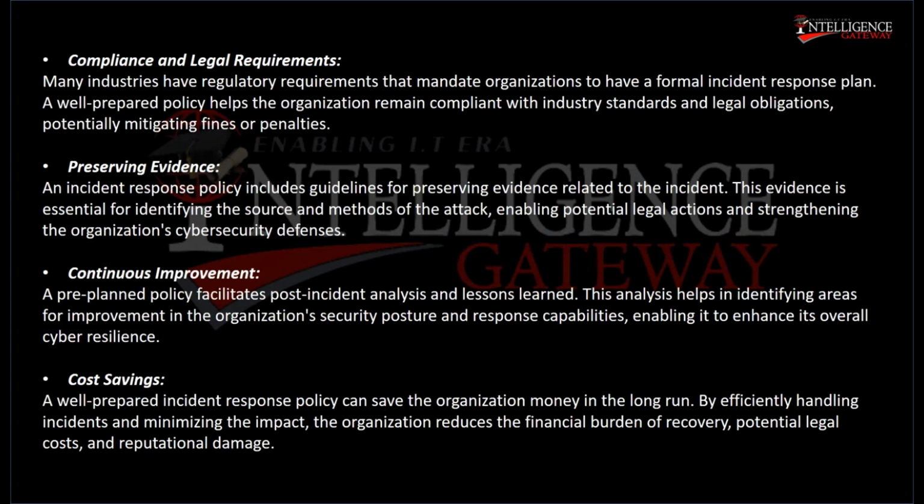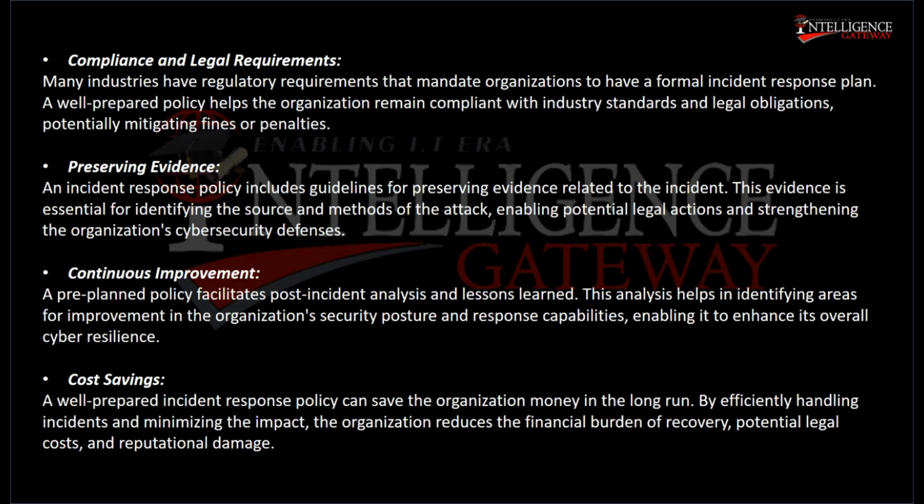Compliance and legal requirements. Many industries have regulatory requirements that mandate organizations to have a formal incident response plan. A well-prepared policy helps the organization remain compliant with industry standards and legal obligations, potentially mitigating fines or penalties. Preserving evidence. An incident response policy includes guidelines for preserving evidence related to the incident. This evidence is essential for identifying the source and methods of the attack, enabling potential legal actions and strengthening organizations' cybersecurity defenses.